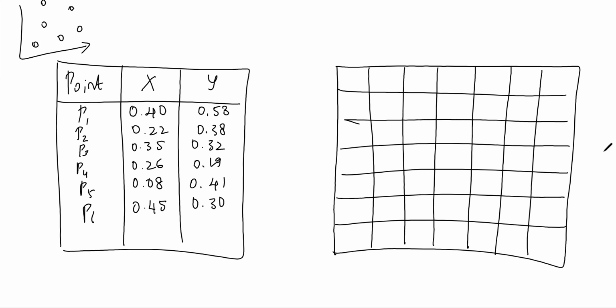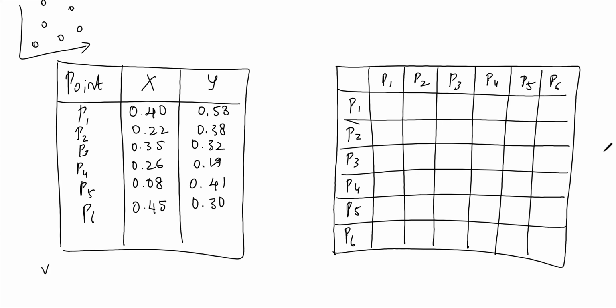Okay, so I'll have points P1, P2, P3, P4, P5 and P6. And again I have P1, P2, P3, P4, P5 and P6. Since I have 6 points, I'll start initially with the first point. And I have to get to know the distances between them, right?